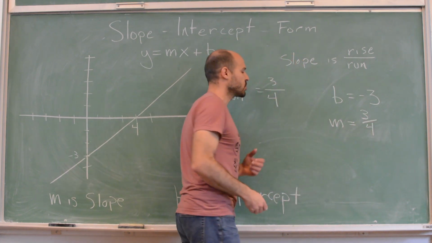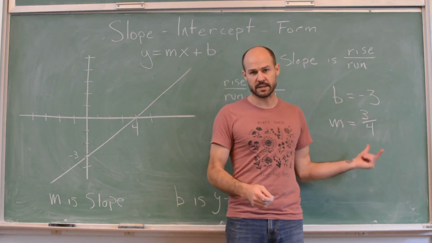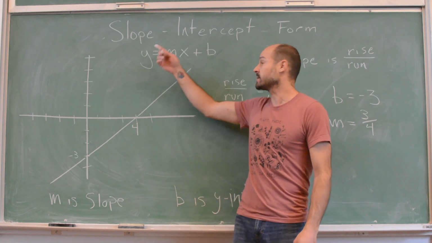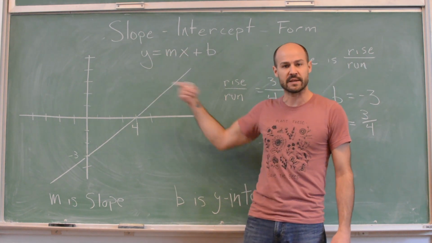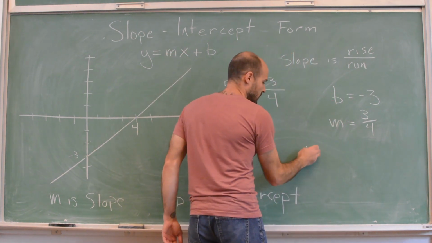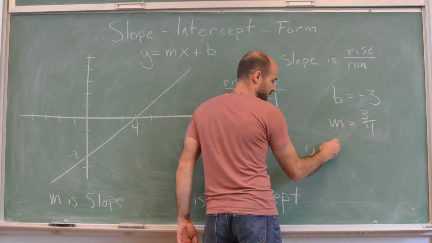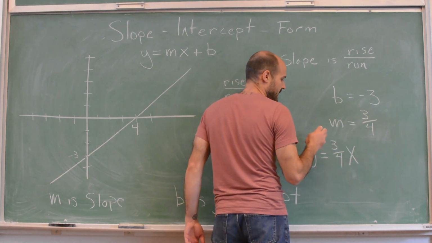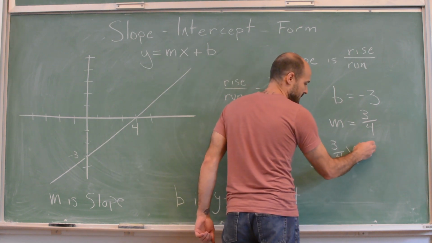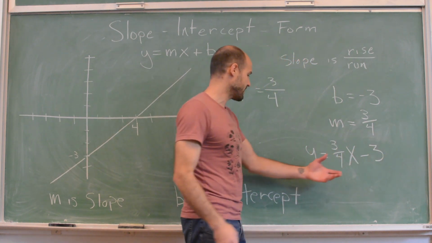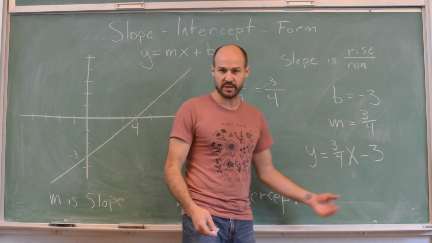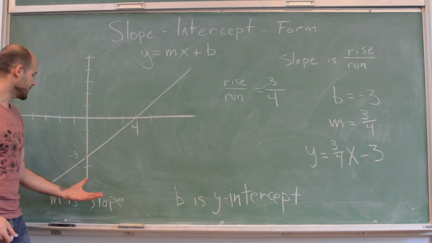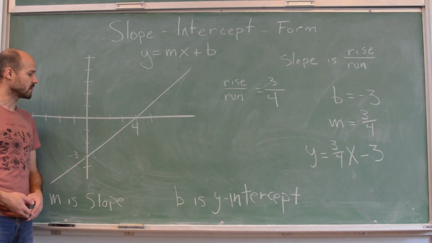And now that we've determined the y-intercept and the slope, we can plug those values into our slope-intercept form to write the equation for this line. y equals 3/4 x plus -3, which is y equals 3/4 x minus 3. And now we have the equation that represents the graph of this line here. So try some of those.